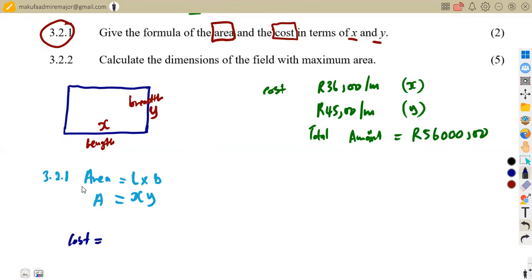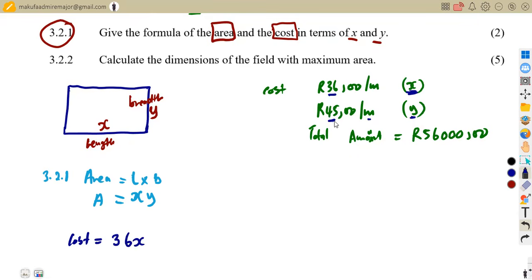Let's take note about the cost. They are saying it is going to cost us 36 Rand per meter for X, which is the length. So meaning to say we do not know the length that we are going to have at the end. Is it going to be 5? Is it going to be 7? But we know that the length is represented by X. So if each meter is costing 36, what about X meters? We are going to multiply 36 times X, meaning to say 36, X meters is going to cost us 36X Rand.